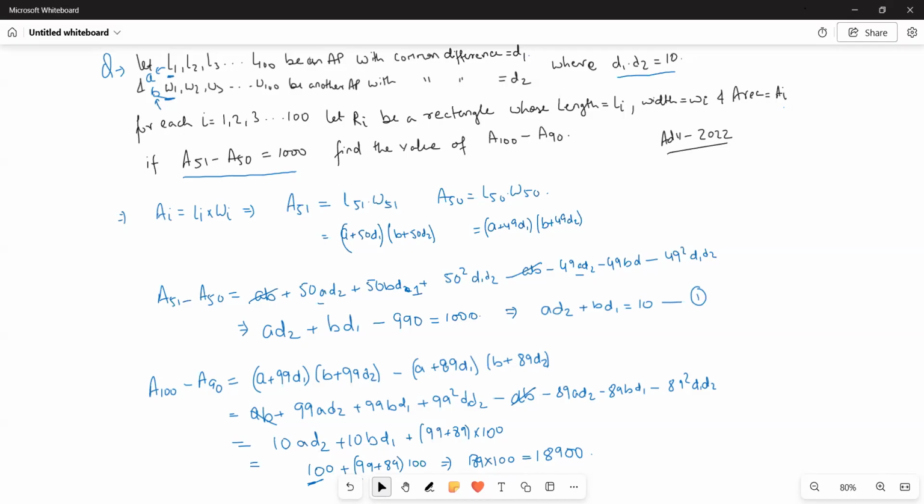सर वहां पे प्लस 990 होगा ना? प्लस 990 होगा. हाँ ये प्लस 990 होगा. प्लस 990 होगा, राइट. a square minus b square किया ना.